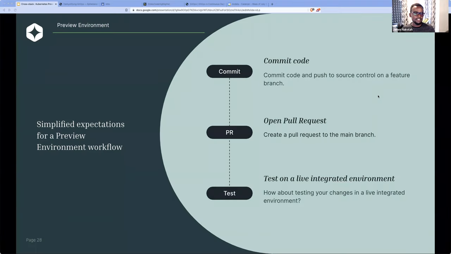What we expect to have, at least a simplified expectation for what a preview environment workflow should look like, is once we commit code and push to a feature branch, the next obvious thing we need to do is open a pull request where we can run all our predefined quality gates. So if you have approval steps or minimum approvals, unit tests, integration tests, and all such quality gates, those run on an open pull request.